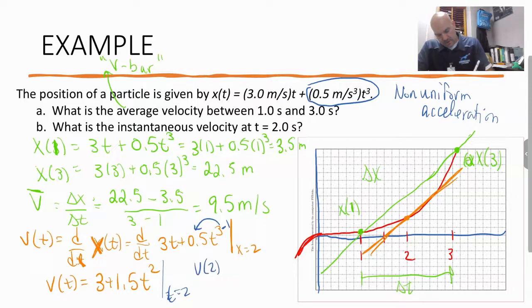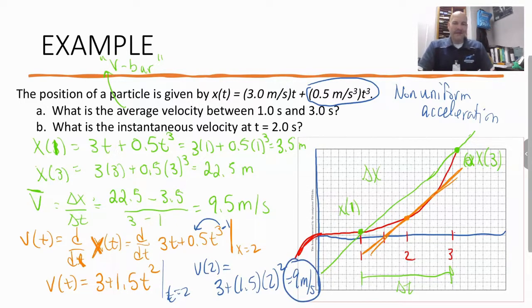So v of 2 is equal to 3 plus 1.5 times 2 squared. So 2 squared is 4. 4 times 1.5 is 6. And that tells me that at 2 seconds, the object is moving 9 meters per second. So this gives you an estimate, and it's pretty close.